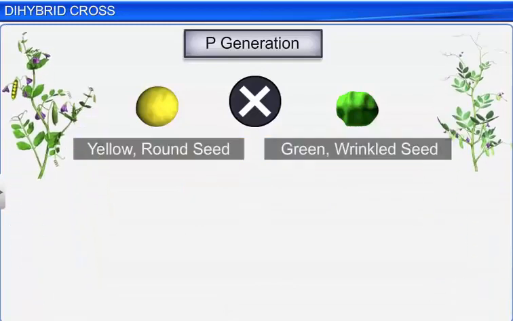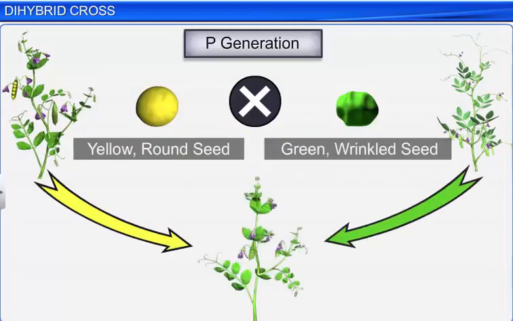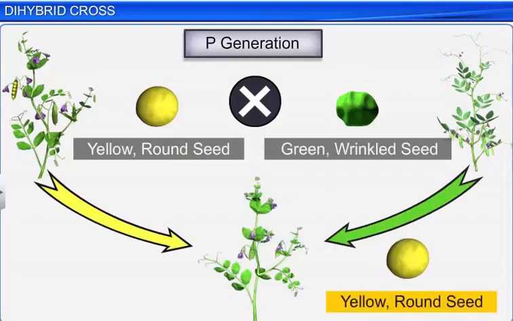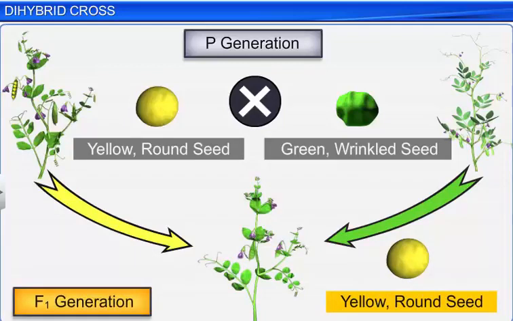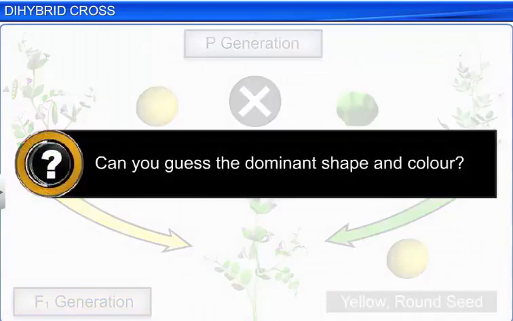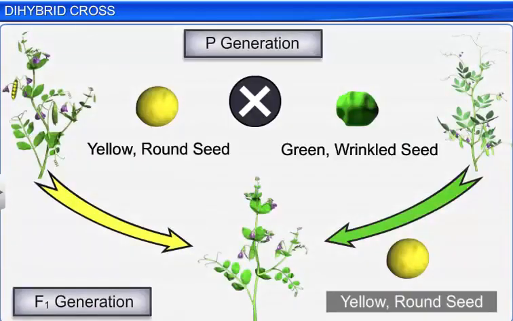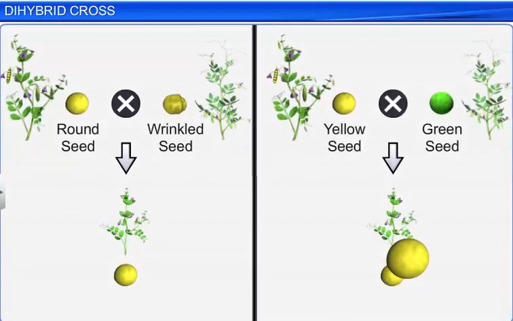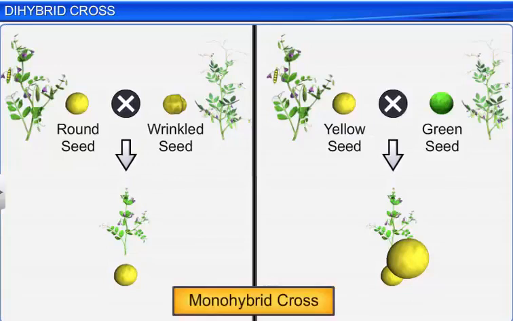This experiment, conducted by Mendel, resulted in a pea plant that produced yellow and round seeds in the F1 generation. Here, can you guess the dominant shape and color? Obviously, the round shape is dominant over the wrinkled shape and the yellow color dominant over green. Mendel noticed that these results were identical to the results he had obtained when he had carried out monohybrid crosses between plants with round and wrinkled seeds and those with yellow and green seeds.